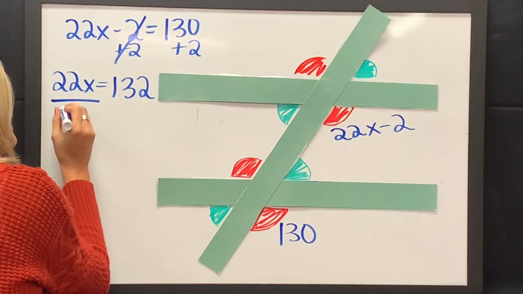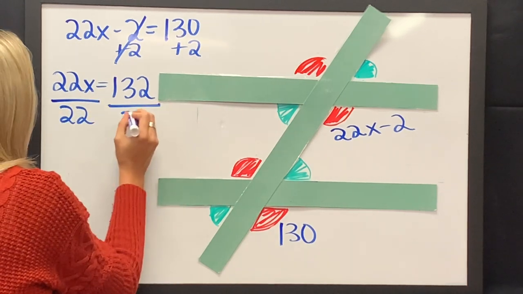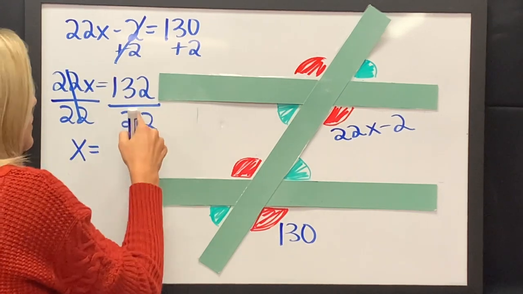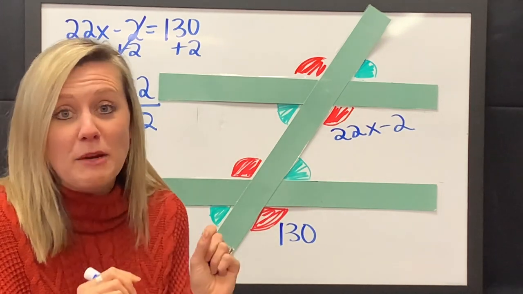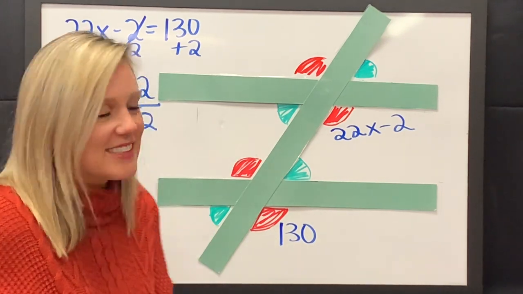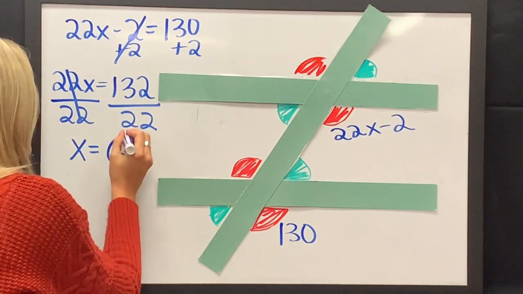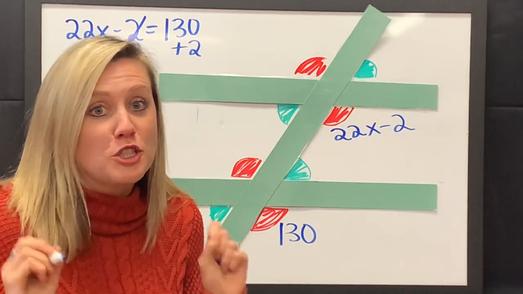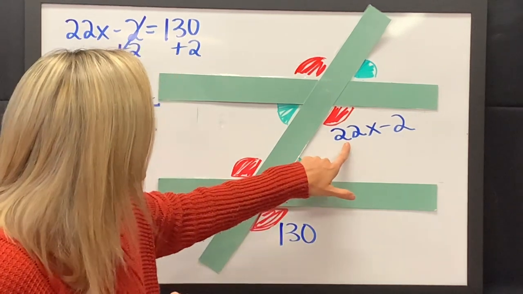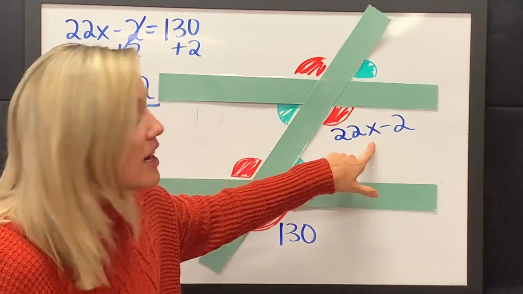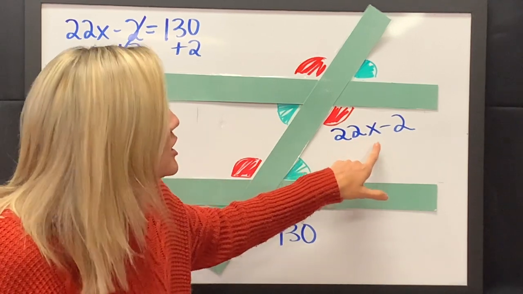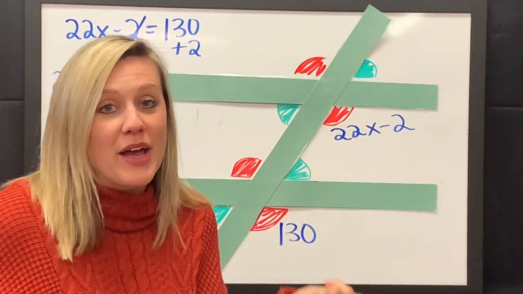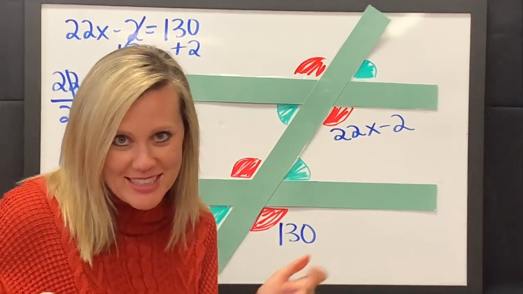So I'm going to divide by 22, divide by 22. These will cancel, and I will get x equals 132 divided by 22 gives me 6. And if you don't know that, feel free to use a calculator. Okay, so x equals 6. I just want to double check my work. Well, 22 times 6 is 132, and 132 minus 2 is going to give me that 130, so I know I got it right. Okay, we're going to get a little bit more difficult.